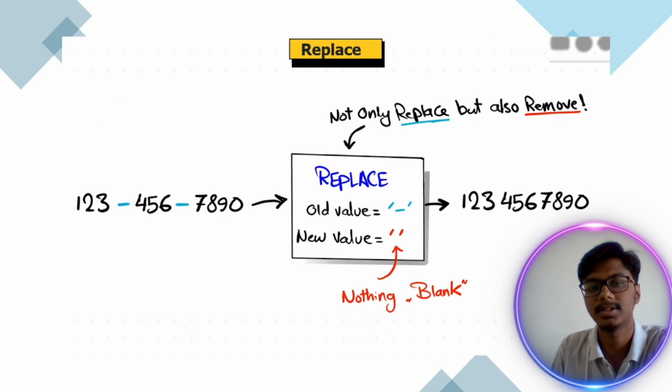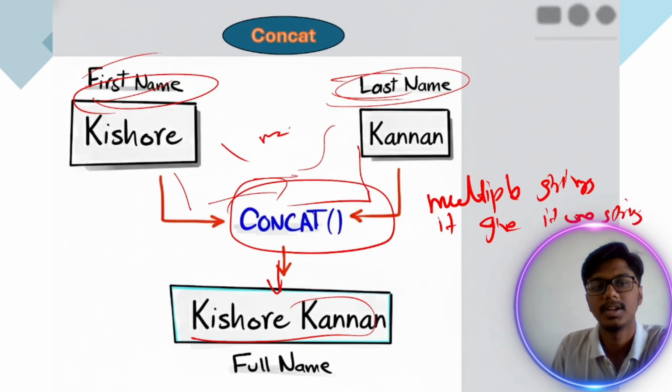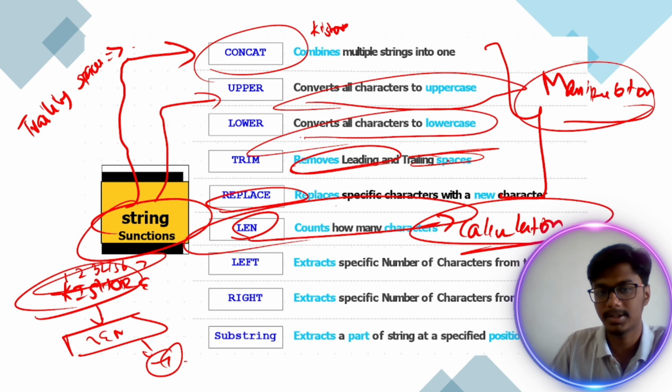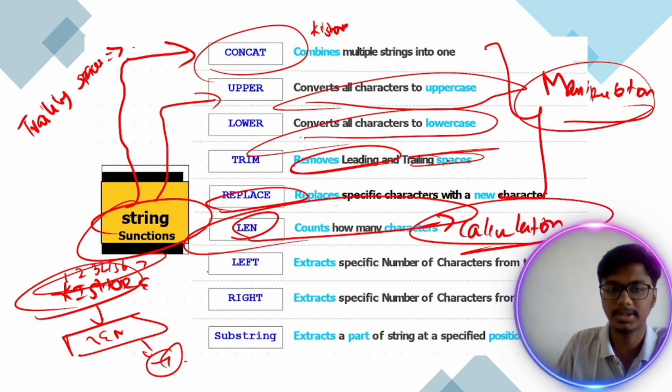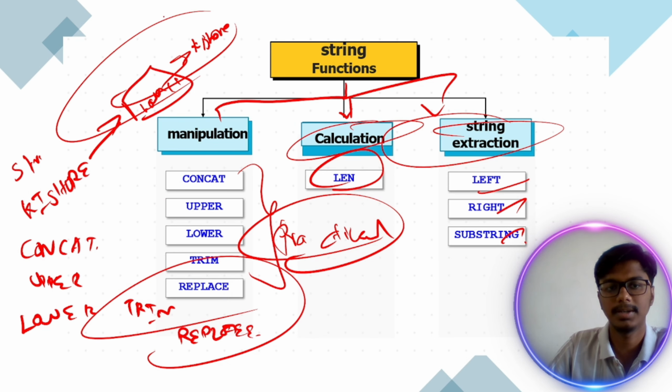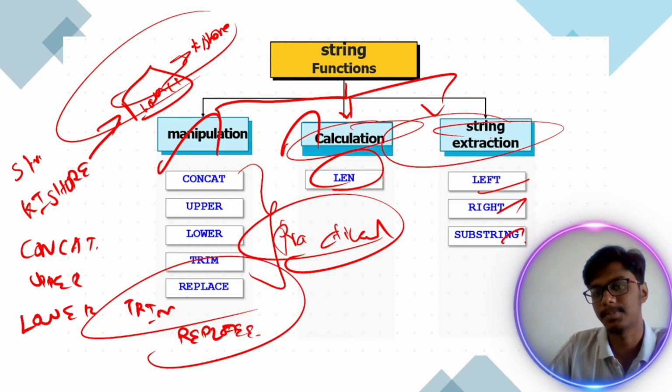So that's all. That's how the len function works. So now let's get into the string extraction part. I think we have done the calculation part also. So far we have done the manipulation part and the calculation part, and now we are going to discuss the string extraction part.